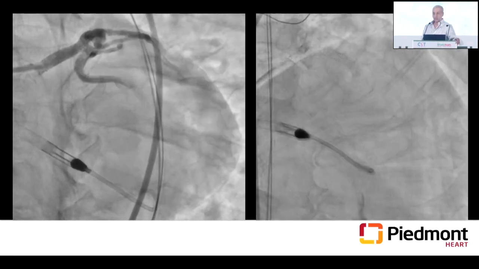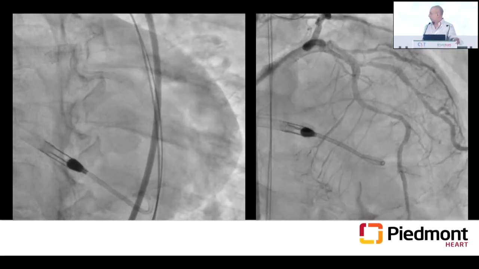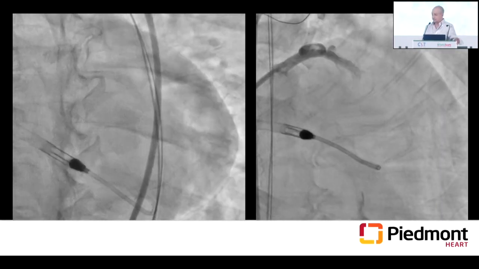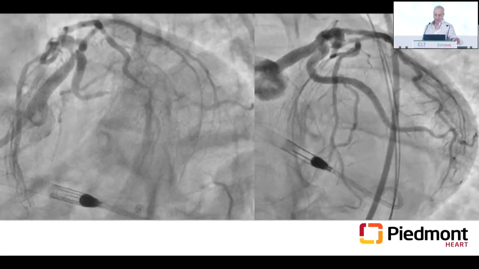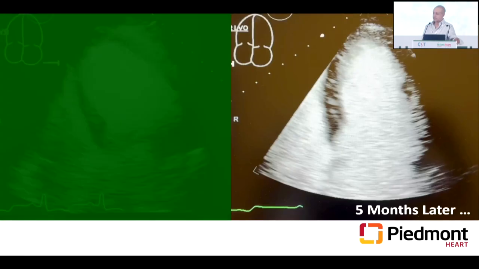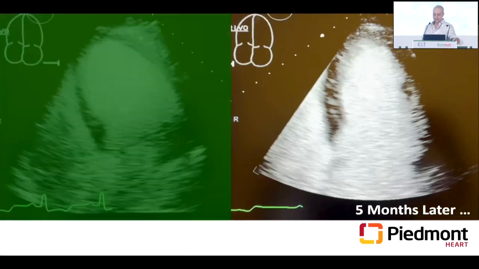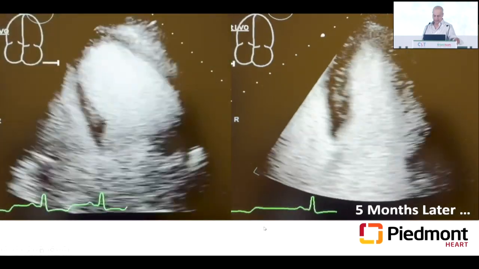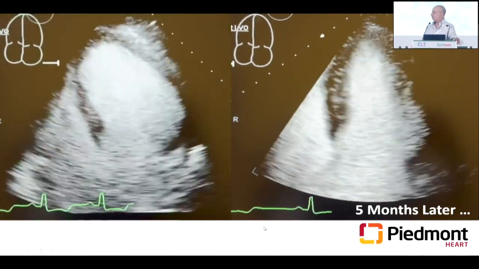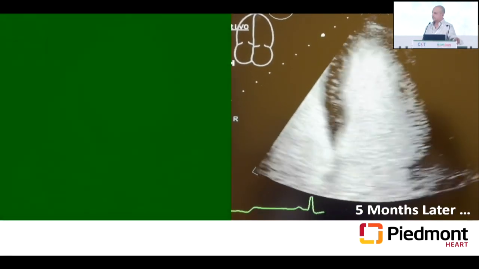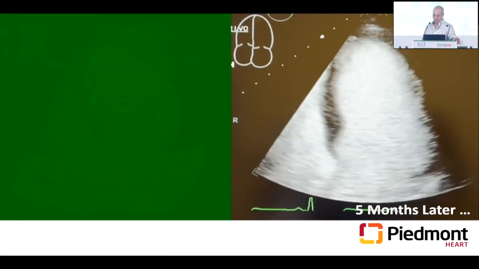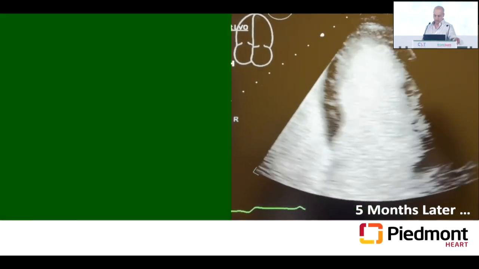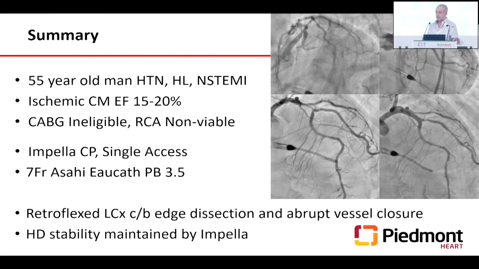So it was a little adventurous, with the abrupt vessel closure, the rewiring, and a very awkward bend at that proximal circumflex, but a nice final result. And then this is the best part of the story. Five months later, if this will play, the EF improved to almost normal. 55%, or almost normal, maybe even you would call it normal. So a nice result there. Thank you.